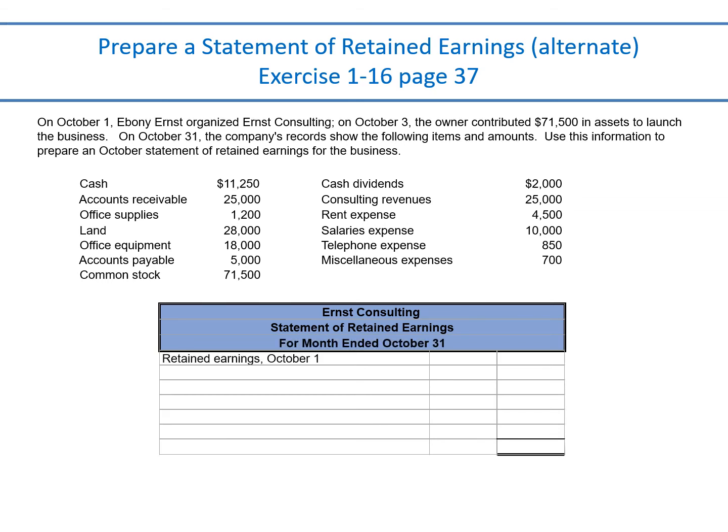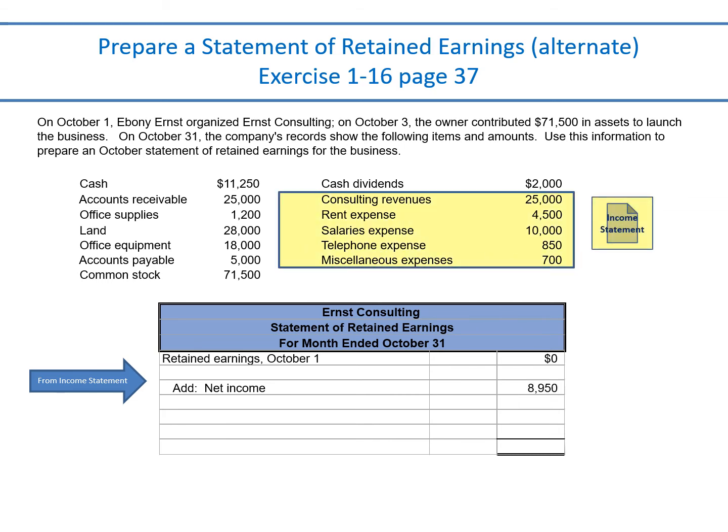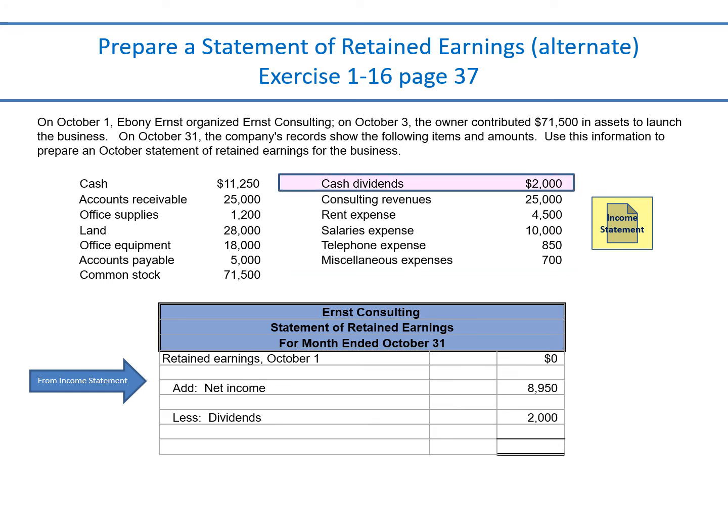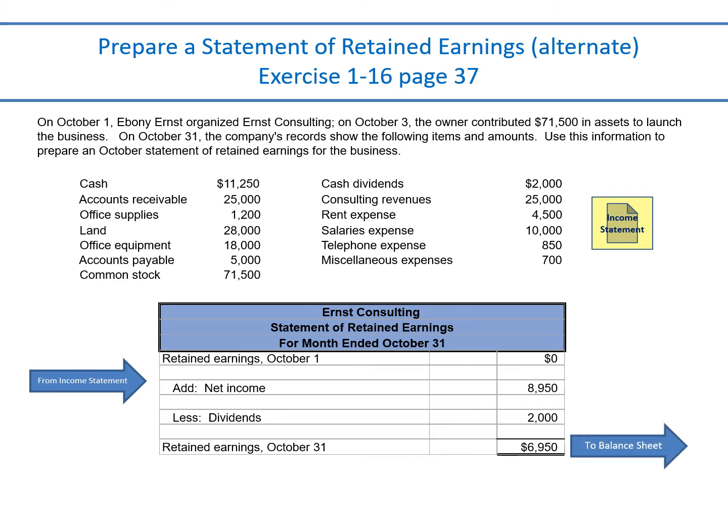Okay, so again, Ebony just started the business, so we have beginning retained earnings of 0. We're going to add net income, which came from the income statement that you prepared on your own in the previous example. So that net income, I believe, was $8,950, which is your consulting revenues less all your expenses in that box in yellow. You're going to subtract your dividends, in this case, dividends of $2,000. And so 0 plus net income of $8,950 less dividends of $2,000 gives us retained earnings of $6,950, which will flow through to the balance sheet.